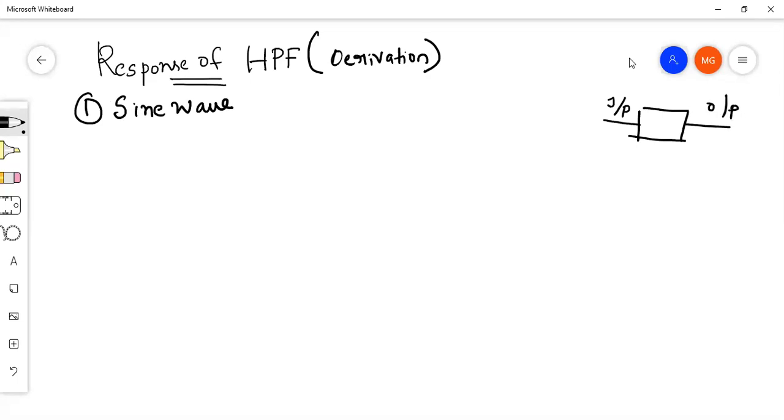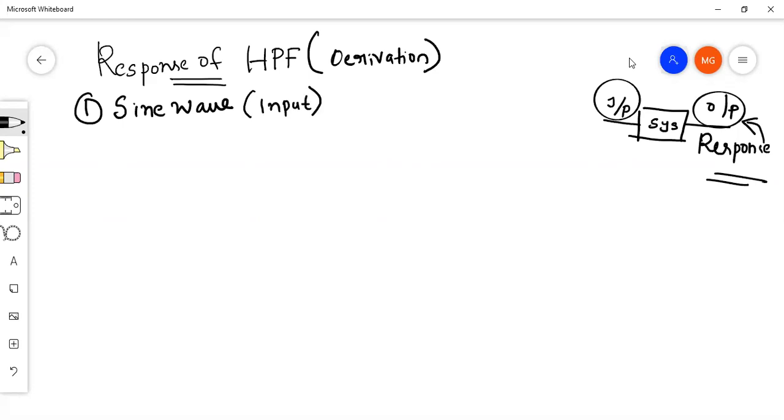ഈ ഔട്ട്പുട്ട്, that means if you are giving any input and if you are getting any output, and this output is termed as response. So response means what is the output of a system? It's a system. What is the output of a system if you are giving any input? അതിനെയാണ് നമ്മൾ response of a system എന്ന് പറയുന്നത്. Response. So you have to calculate what is the response of a high pass filter if you are giving a sine wave. Sine wave means the input is a sine wave.